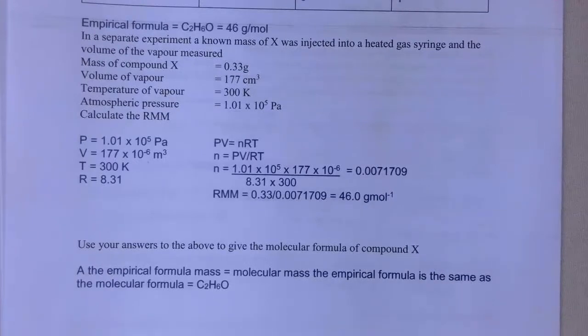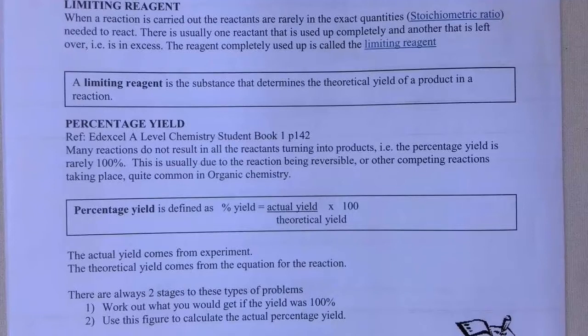So therefore the empirical formula mass is equal to the molecular formula mass. And therefore the molecular formula is the same as the empirical formula. It's C2H6O. We're on to this last section of the notes, looking at percentage yield and atom economy.